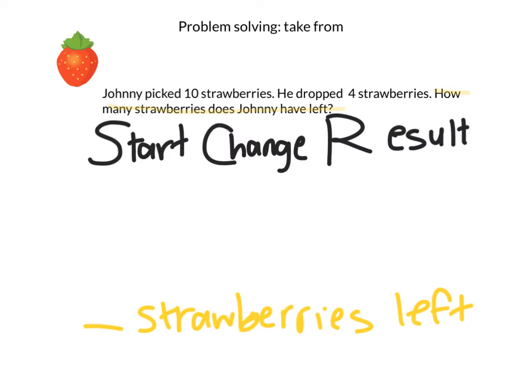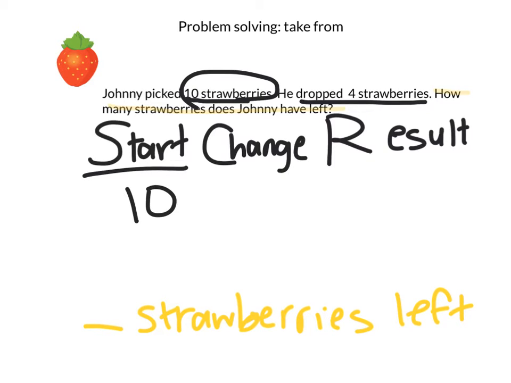So let's see what we know. We know that he picked 10 strawberries, and that then he dropped 4 strawberries. So we are starting with 10. He started with 10. Our change is right here, that he dropped 4 of them. So if he dropped them, he lost them. They're gone. So that means minus 4. We are taking 4 from what we started with. And so we're trying to figure out how many strawberries Johnny has left. So we don't know our result. Okay, so I'm going to put a little question mark there.